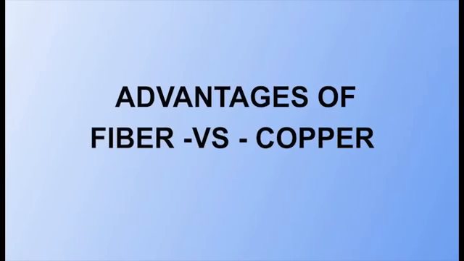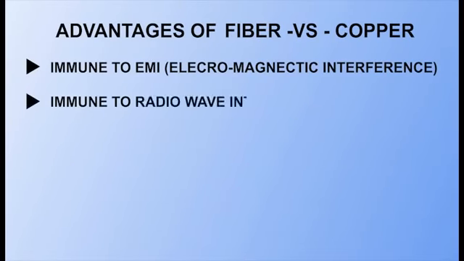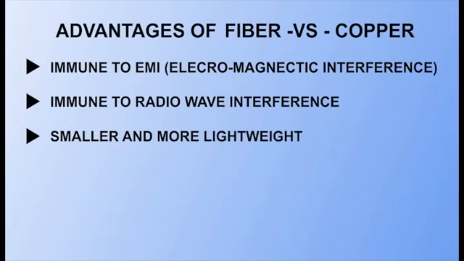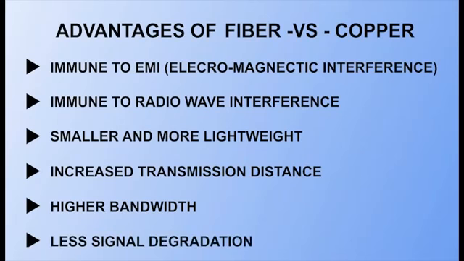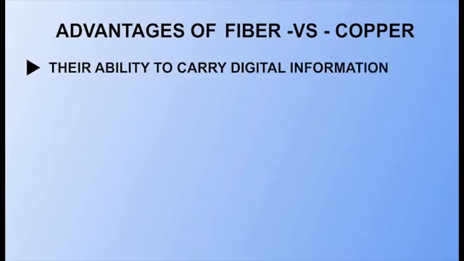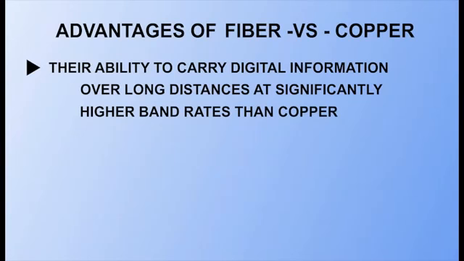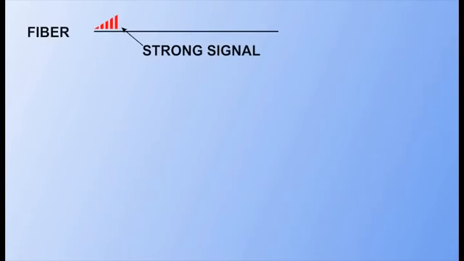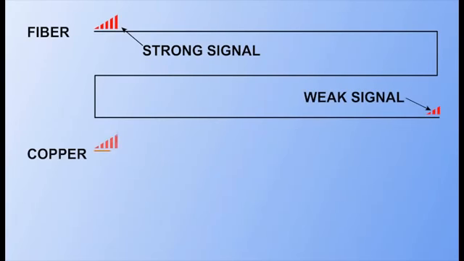Fiber optic cables have many advantages over copper cable, including immunity to electromagnetic interference and radio wave interference. They are smaller and lighter than copper. They are capable of greater transmission distance and higher bandwidth, and have less signal degradation. The greatest advantage is their ability to carry digital information over long distances at significantly higher rates than copper. For example, fiber optic cable may reliably transmit data up to 10,000 meters compared to a few hundred meters for copper.